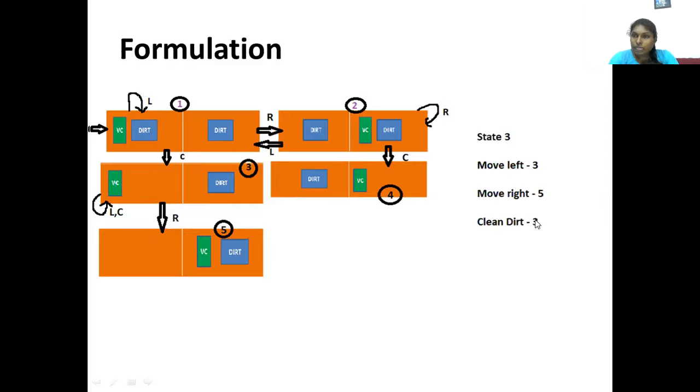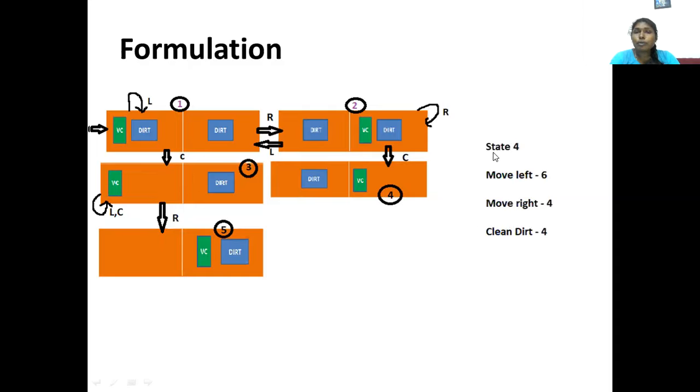And when it wants to clean the dirt, the vacuum cleaner is already in the left side room and it is already clean. So when it wants to clean it again, it will remain in the same state. So it is a self loop condition. Okay, state 3, we have found all possible moves.